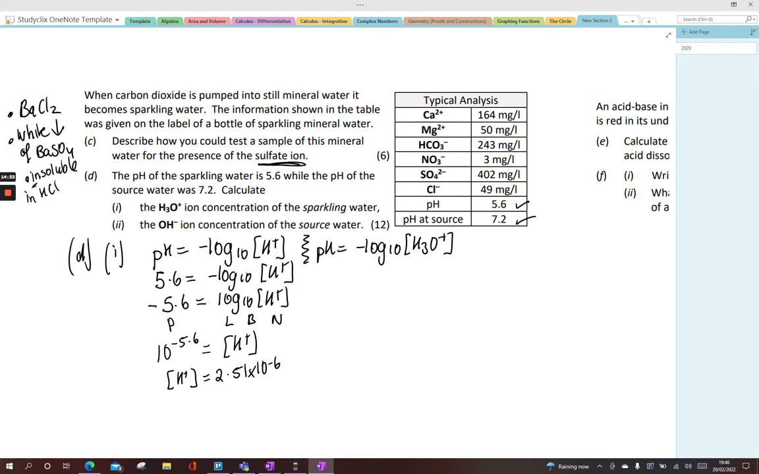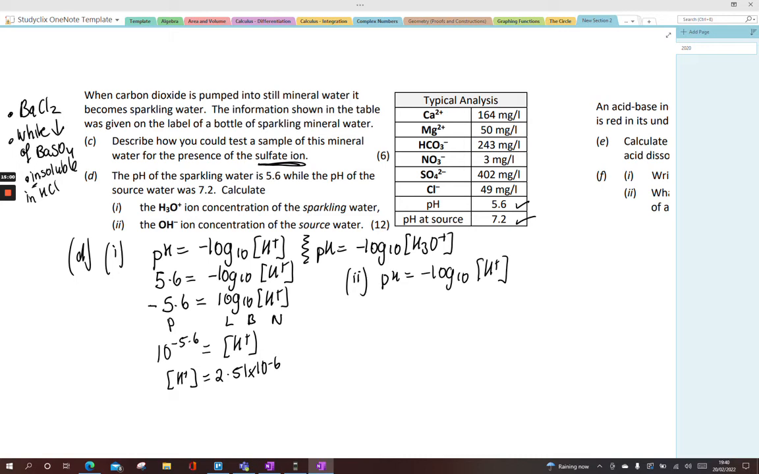Now your hydroxide ion concentration of your source water. So on this, once again, your pH is minus log to the base 10 of your hydrogen ions. So what we're going to do here is work out our concentration of our hydrogen ions first of all. We're going to throw this into our ionic product, our Kw, and from that, that'll enable me to work out the concentration of my hydroxide ions.